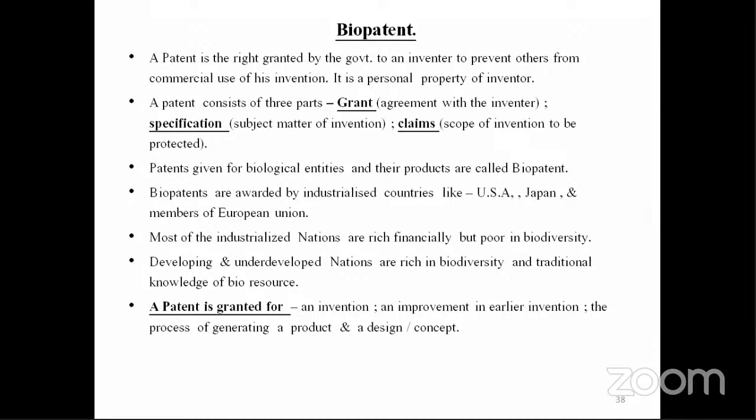Clear? Most of the industrialized nations are rich financially but poor in biodiversity. Okay, what does this mean? That the natural resources are available in one particular country, but they're not financially rich to make use of these natural resources. So that is the meaning of this statement, that most of the industrialized nations are rich financially, but they're poor in their biodiversity. Some have lots of money, but they do not have the natural resources, and vice versa. Some have more natural resources, but they are poor in financial conditions. Okay. Then developing and underdeveloped nations are rich in biodiversity and traditional knowledge of bioresource.